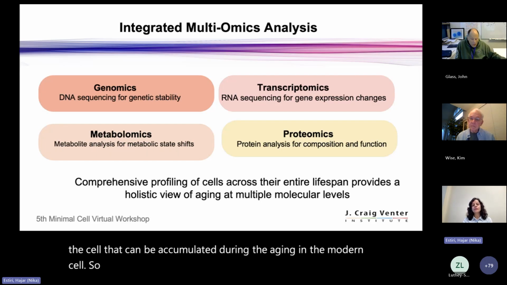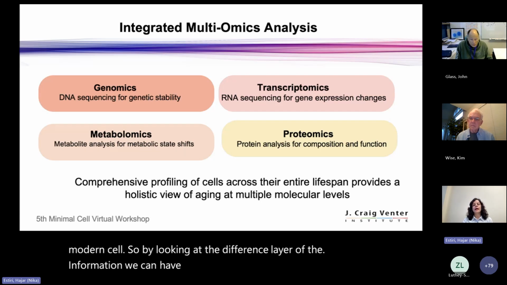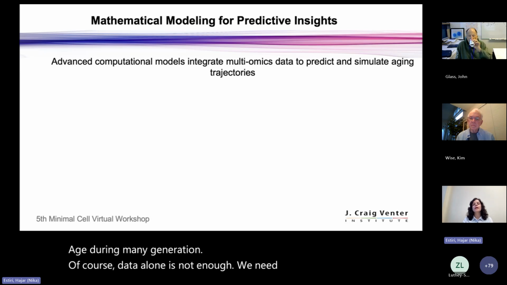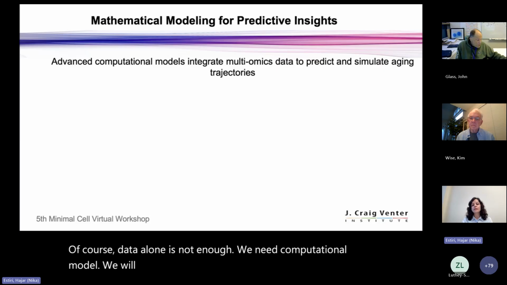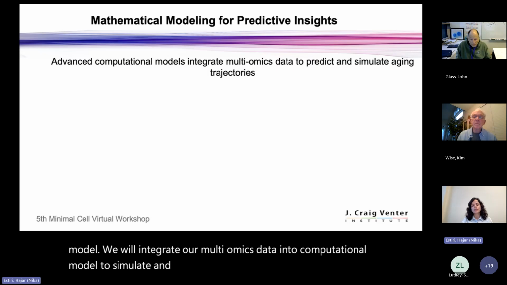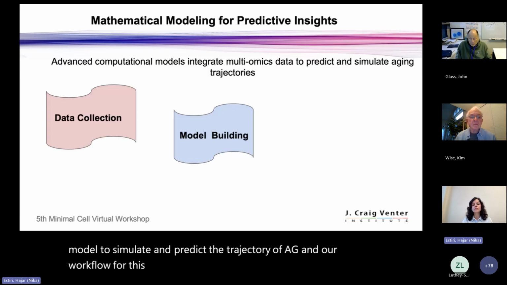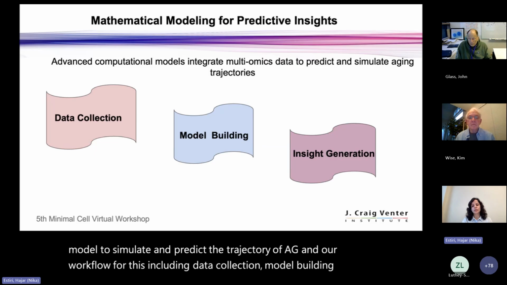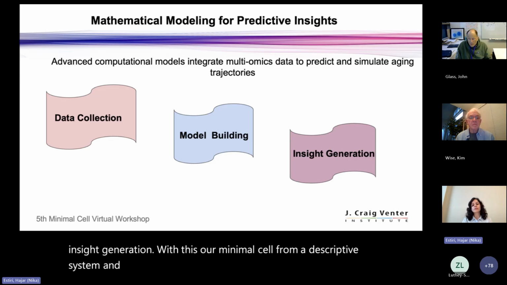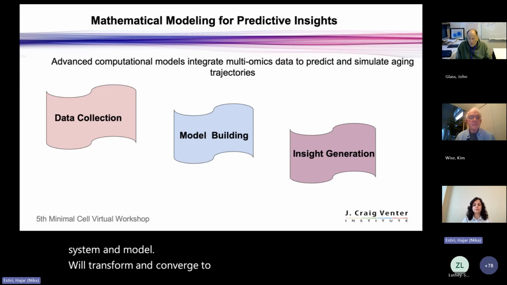So by looking at different layers of information, we can have a holistic view of aging and see how a minimal cell ages over many generations. Of course, data alone is not enough. We need a computational model. We will integrate our multi-omics data into a computational model to simulate and predict the trajectory of aging. Our workflow includes data collection, model building, and insight generation. With this, our minimal cell will transform from a descriptive system and model into a predictive model.